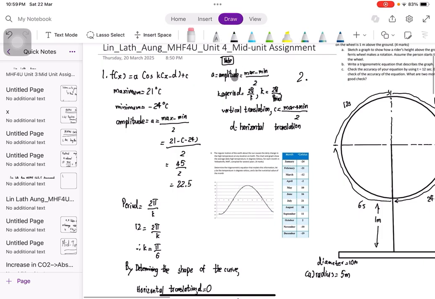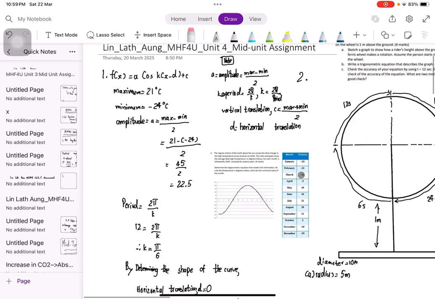So here I made a little note that says the amplitude is the maximum value minus the minimum value, divided by 2, and k is equal to 2 pi divided by the period, and the vertical translation c is equal to the maximum value plus the minimum value, divided by 2, and the horizontal translation we have to determine from the curve.